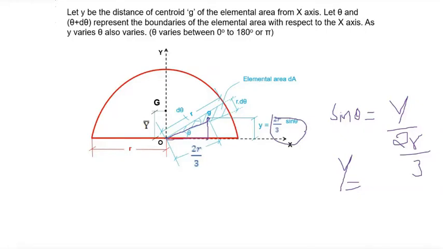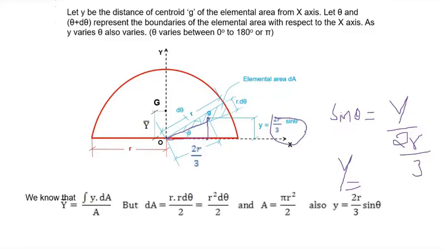That's the formula y bar is equal to integration y dA divided by A. We know the value of dA, the area of the triangle, will be half into base, that's r d theta, into height, which is r. Therefore r into r d theta divided by 2, so it will become r square d theta divided by 2.